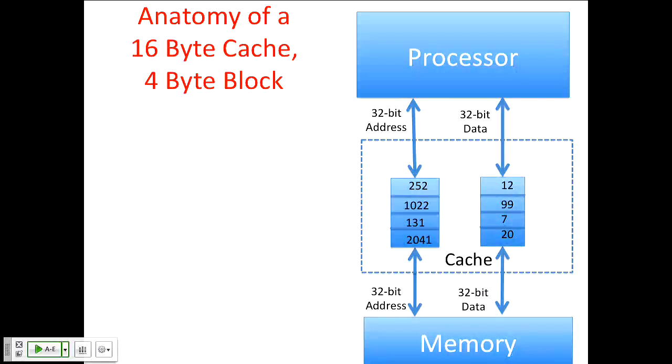There are quite a few design parameters for a cache. Let's look at a very simple design for now. This is a cache that has 16 bytes total of capacity.